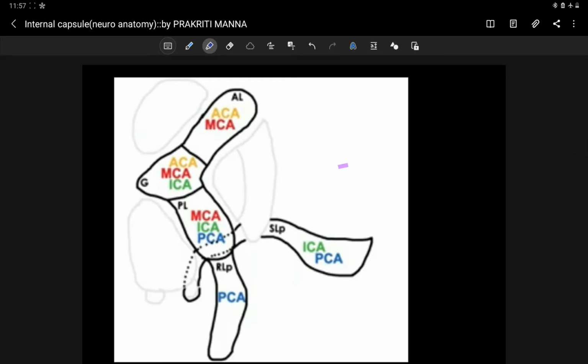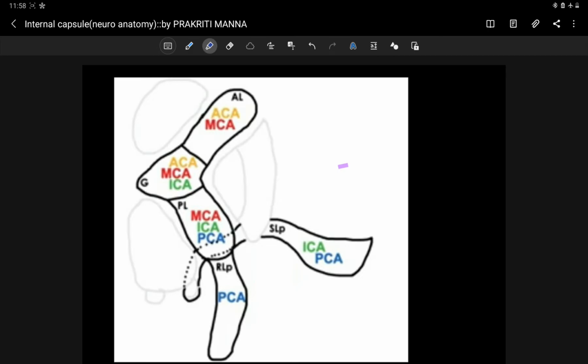So now I am going to talk about the summary of the blood supply of the internal capsule. I already told about this blood supply in the previous session on the internal capsule, and in this session I am just summarizing all the blood supply of the internal capsule. Then I will talk about the nervous relations, the various fibers, sensory and motor, passing through the internal capsule.